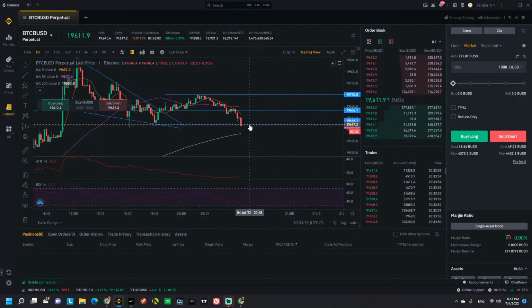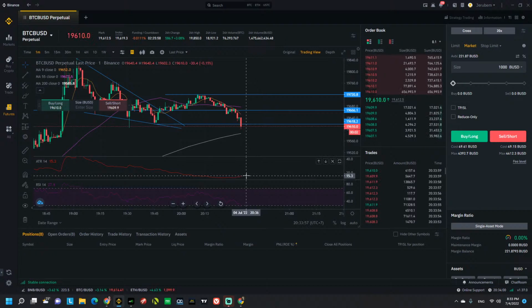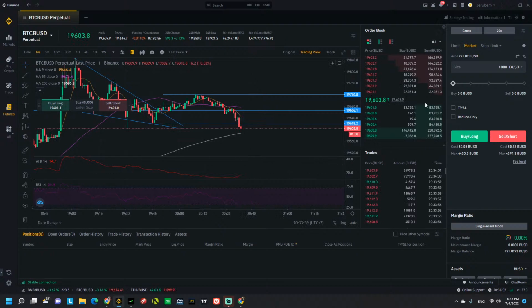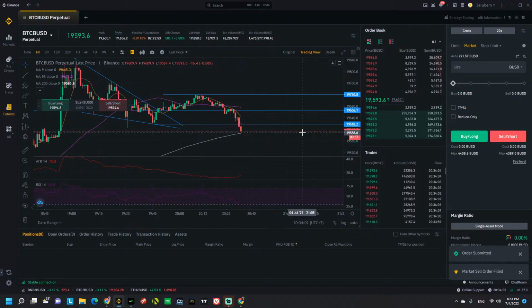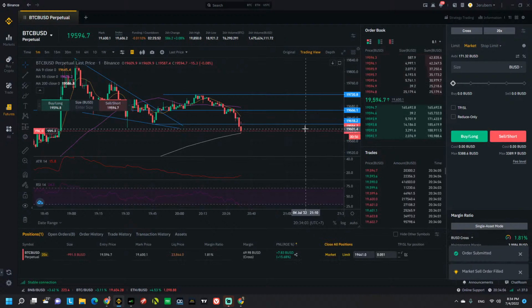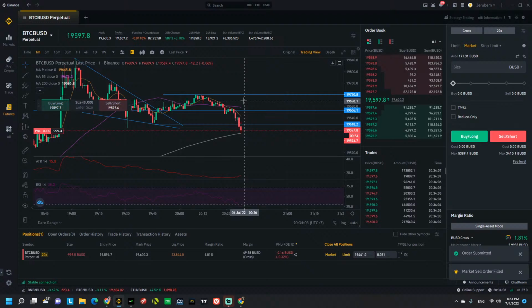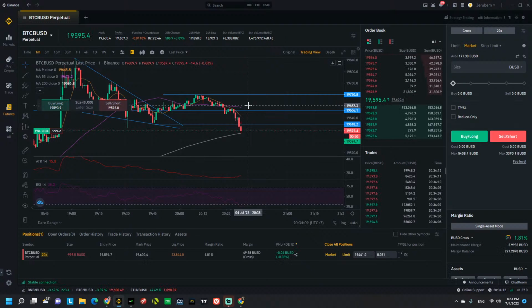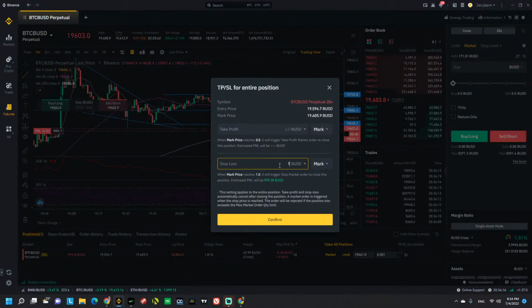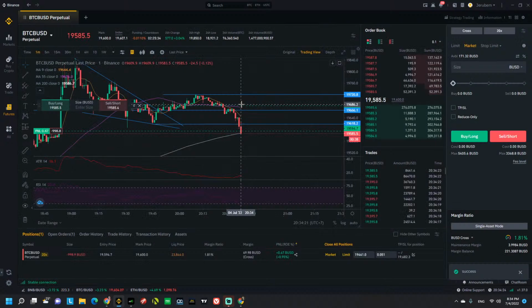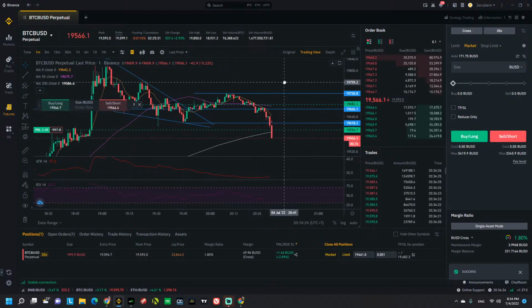Hmm. So if the momentum is picking up, okay, let's try. Let's sell it. Then I have a stop loss. I'll put it 19682.3. It'll be about $4.47. That's right over here.